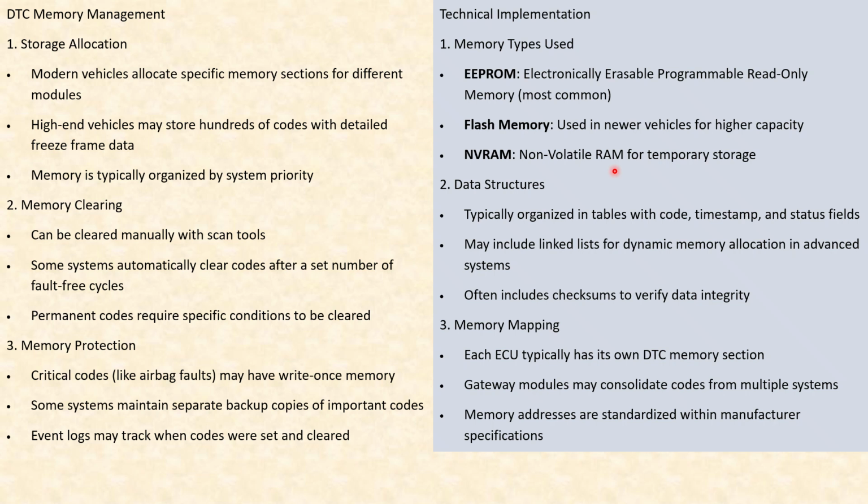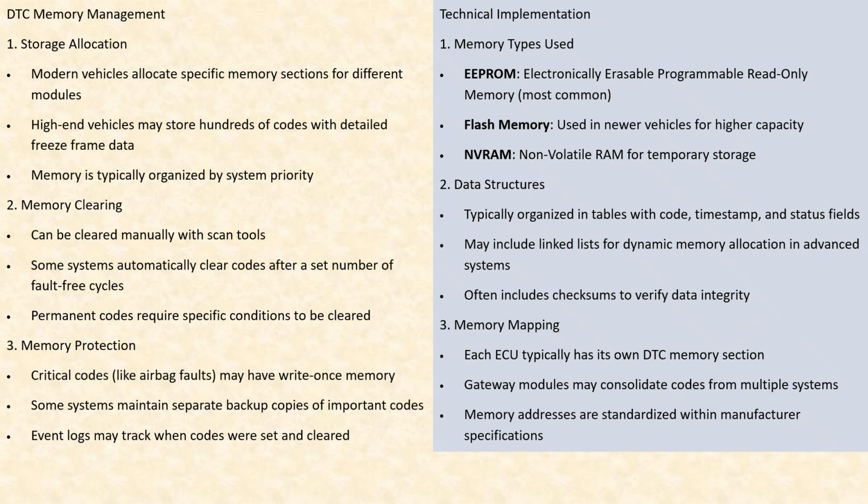Now, when it comes to data structures, typically organized in tables with code, timestamp, and status fields. It may also include linked lists for dynamic memory allocation in advanced systems, and often includes checksums to verify the data integrity. Okay, so this data structure is one of the important ways through which the technical implementation is accomplished. And memory mapping, each ECU typically has its own DTC memory section. Gateway modules may consolidate codes from multiple systems. Memory addresses are standardized within memory specifications.